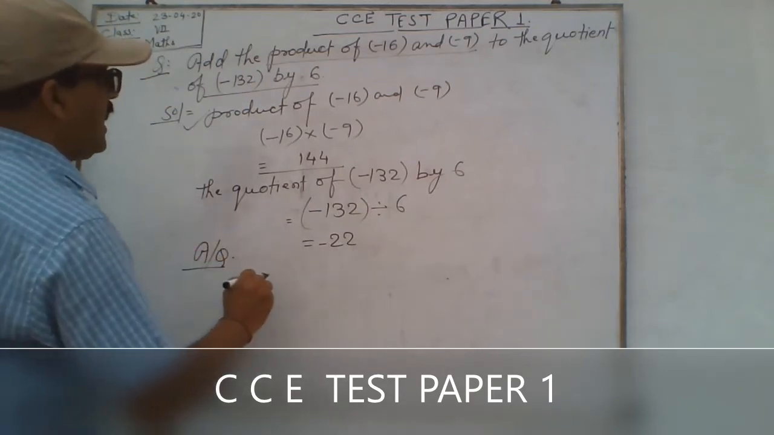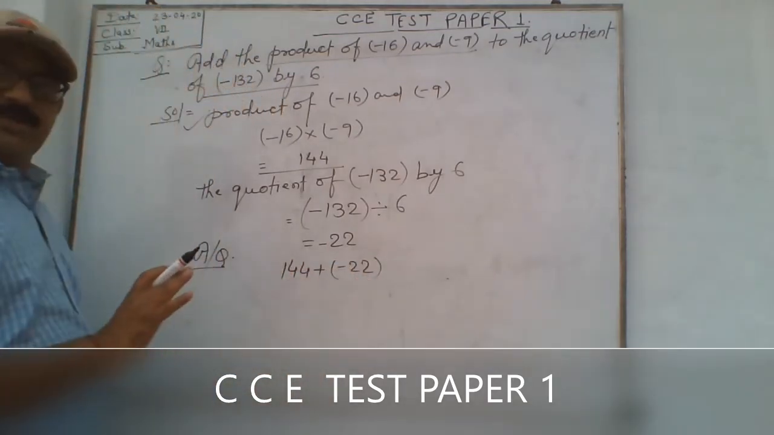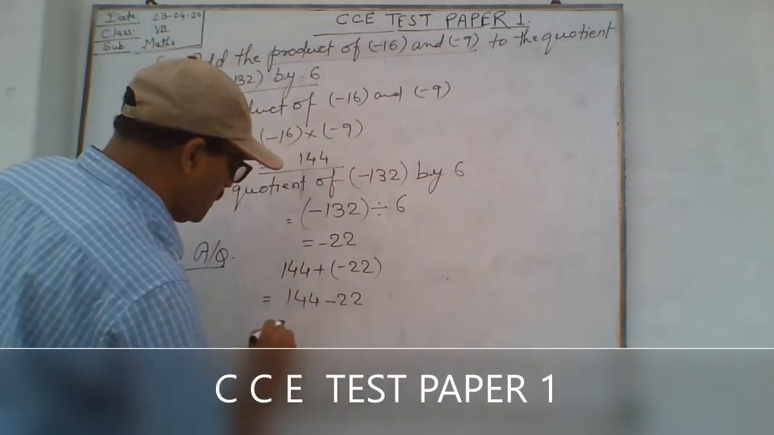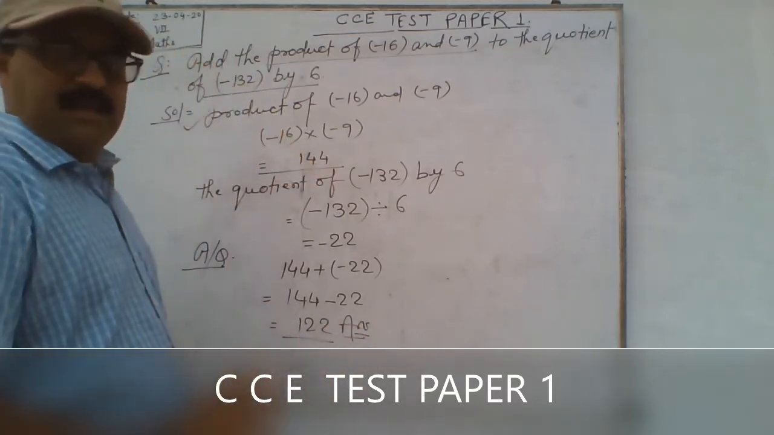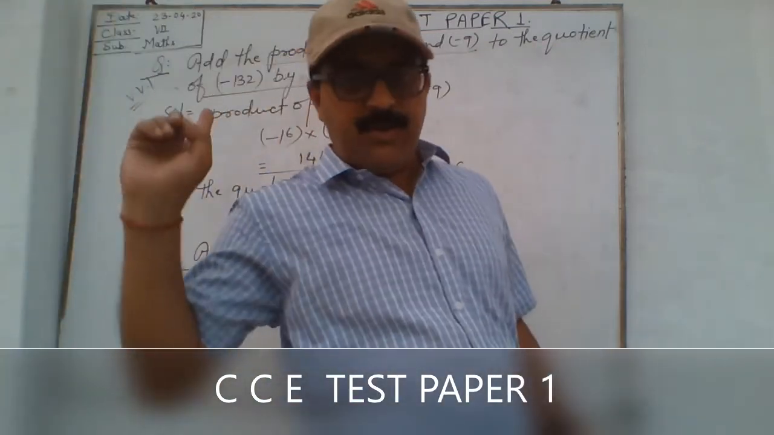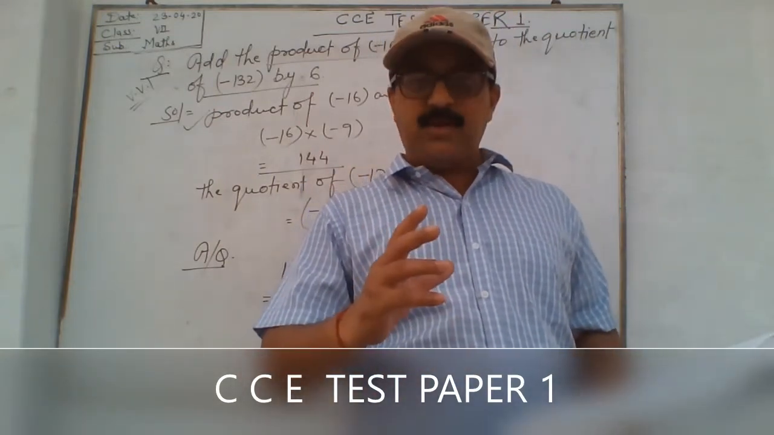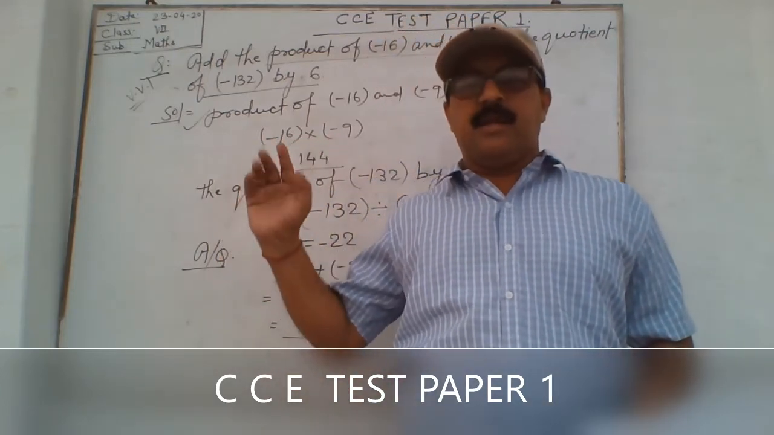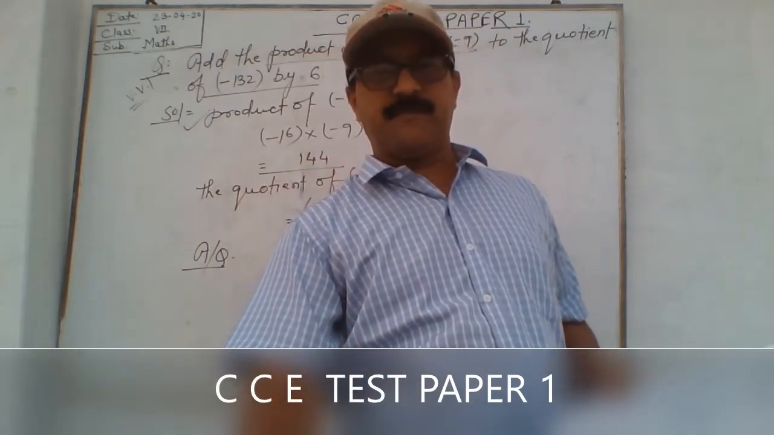According to the question, 144 plus minus 22. This is the question only. When we add it, 144 minus 22, here 122 is our answer. Very simple, but it is very important for you. Always note it, such types of questions try to check the level of the students. So take practice once and once again, then you will solve these questions.